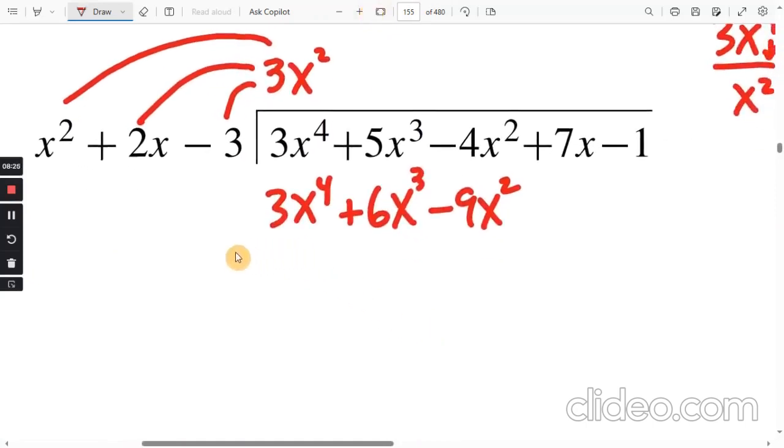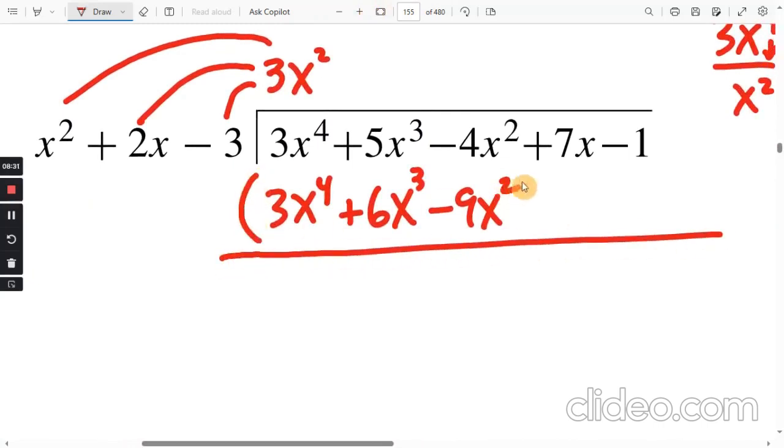And just like before, we are subtracting this whole thing right here, so use parentheses. Minus that whole thing. 3x to the 4th minus 3x to the 4th, that's just 0. 5x to the 3rd minus 6x to the 3rd is going to be negative 1x to the 3rd. And negative 4x squared minus negative 9, the two negatives make it positive. So negative 4 plus 9 is positive 5, and we still have x squared.